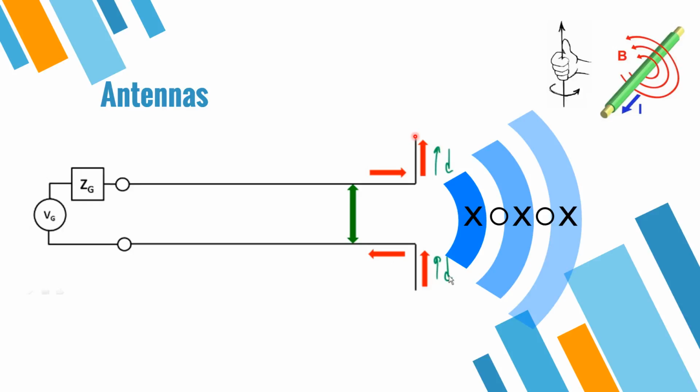So, based on the right-hand rule, we know that when the current is traveling in the upward direction, the magnetic field will be pointing into the screen. When the oscillation changes and the current is traveling in the opposite direction, the magnetic field will be pointing out of the page, thus creating our alternating magnetic field, which has a perpendicular electric field.